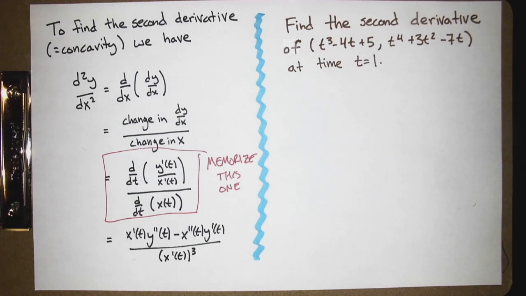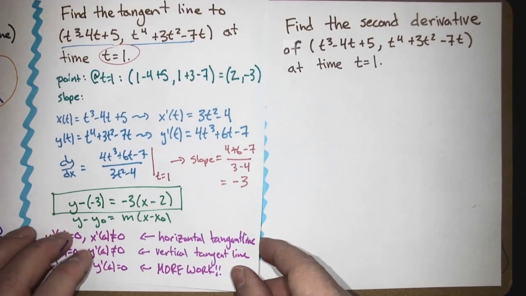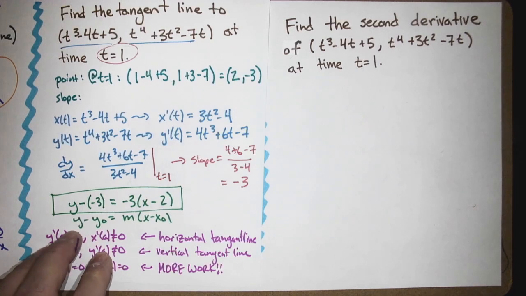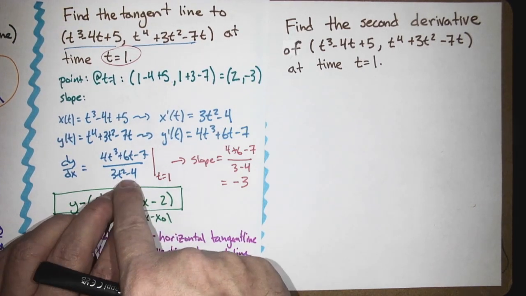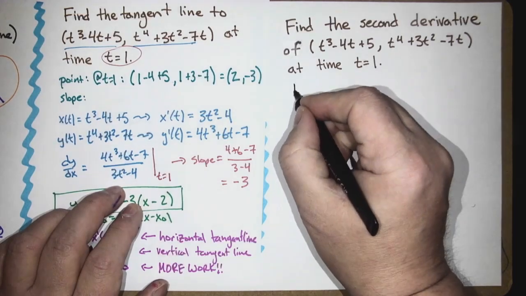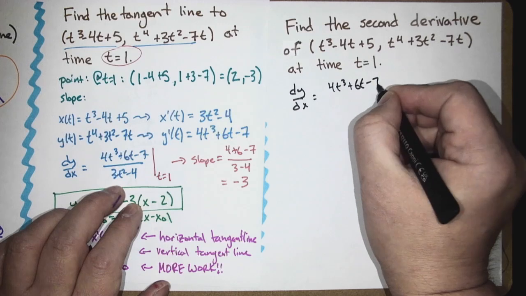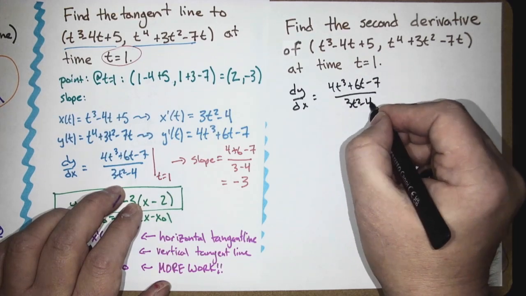Okay, so here we have a question. Find the second derivative of t cubed minus 4t plus 5 over t to the fourth plus 3t squared minus 7t at time t equals 1. This might sound familiar. Have we seen it before? Yes, we have. It's the same problem, except now we're after the second derivative. Okay, so we can save ourselves some work because we wrote down the first derivative. So we already know that dy dx, that's 4t cubed plus 6t minus 7 over 3t squared minus 4.